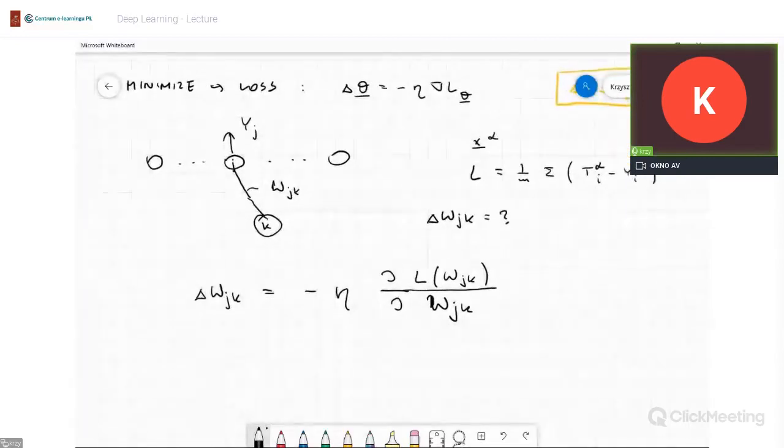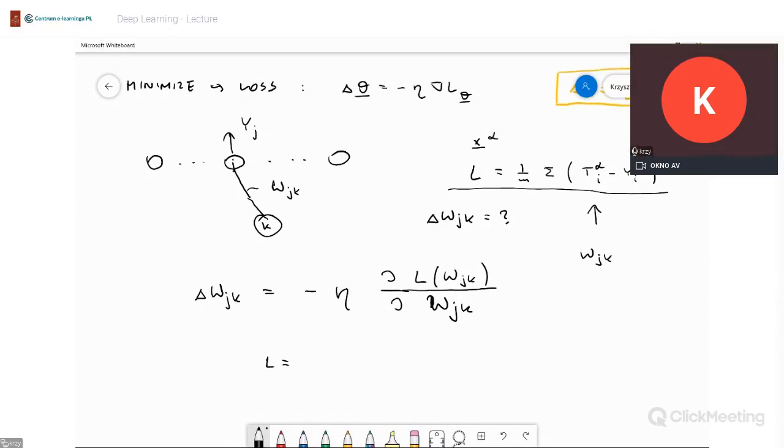What I'm doing here is something that I did several times already. I'm computing a derivative of my loss function with respect to a parameter I'm interested in, and I would like to take a step in the direction opposite to this derivative. So what is the derivative of this loss function with respect to this particular parameter? In this loss function, observe that the weight w_jk is present only in one term of this sum.